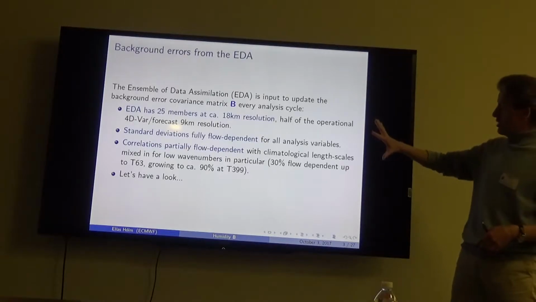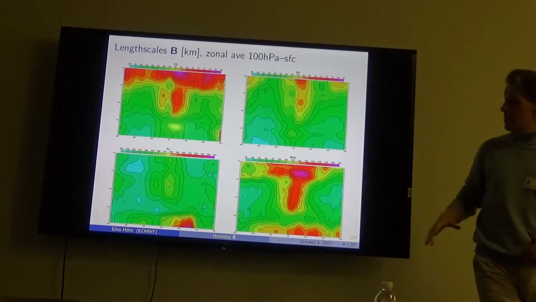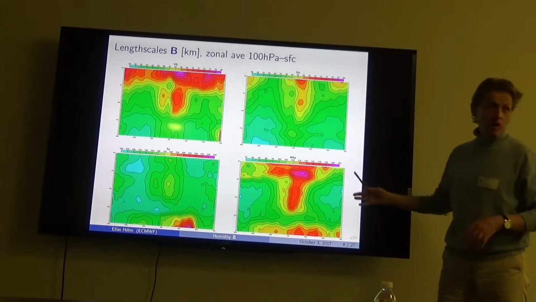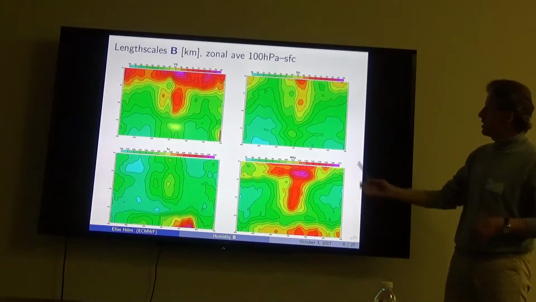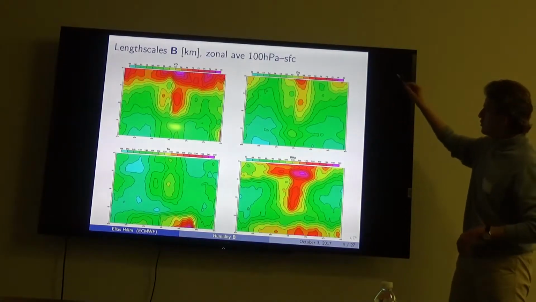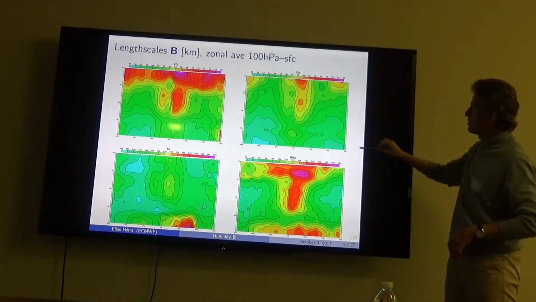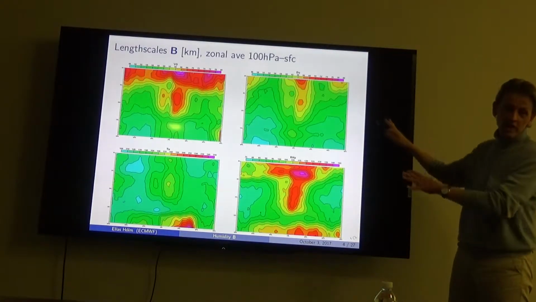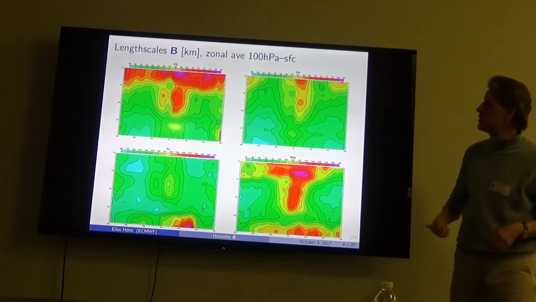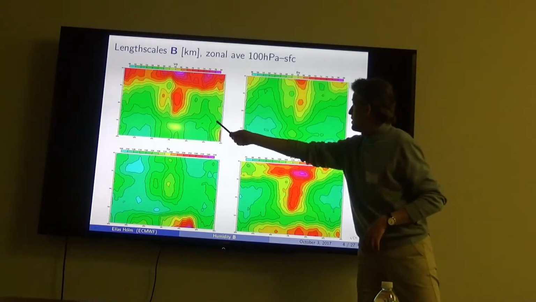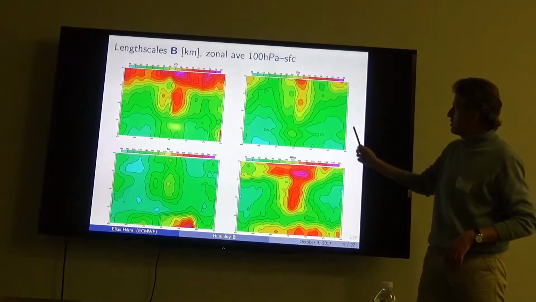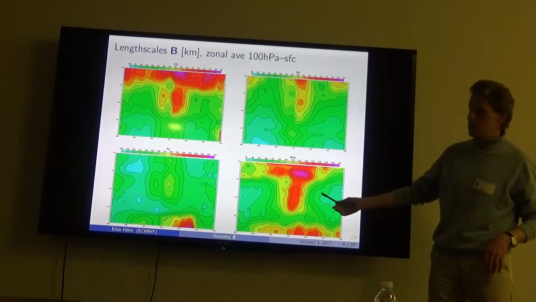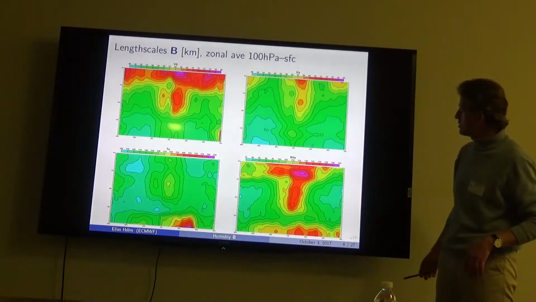To give some background on how this looks, let's have a look first here. Here are the length scales for our four fundamental variables, as a zonal average. I showed just from 100 hectopascal down to the surface. Of course, we've got the stratosphere as well, but we're just focusing here on showing the general features. We have vorticity, unbalanced divergence, unbalanced temperature, and unbalanced relative humidity. These are our control variables.